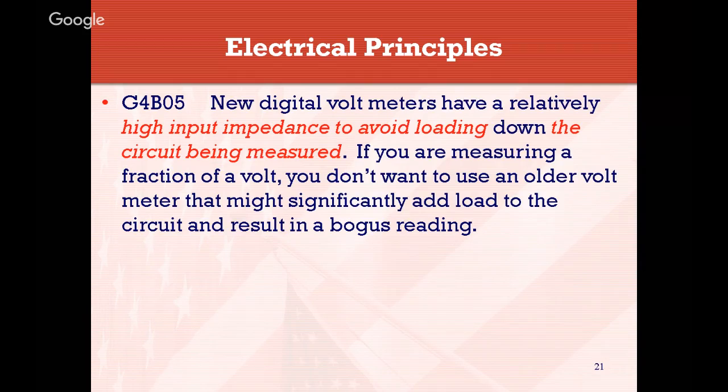New digital voltmeters have a relatively high input impedance to avoid loading down the circuit being measured. That was one of the things about the analog meter, is that if you're trying to measure circuits that are particularly sensitive to loading, you may not get the accurate measurement that you need. And as circuitry has become more and more sophisticated over the years, the digital meters have come out and they provide a measure of input impedance that is less likely to load down the circuit and give you a more accurate reading of what you're trying to measure there.